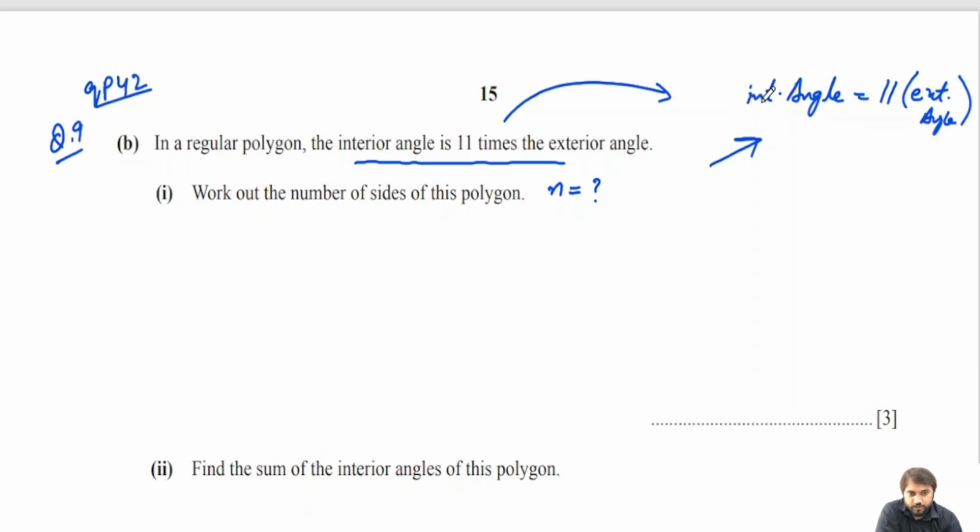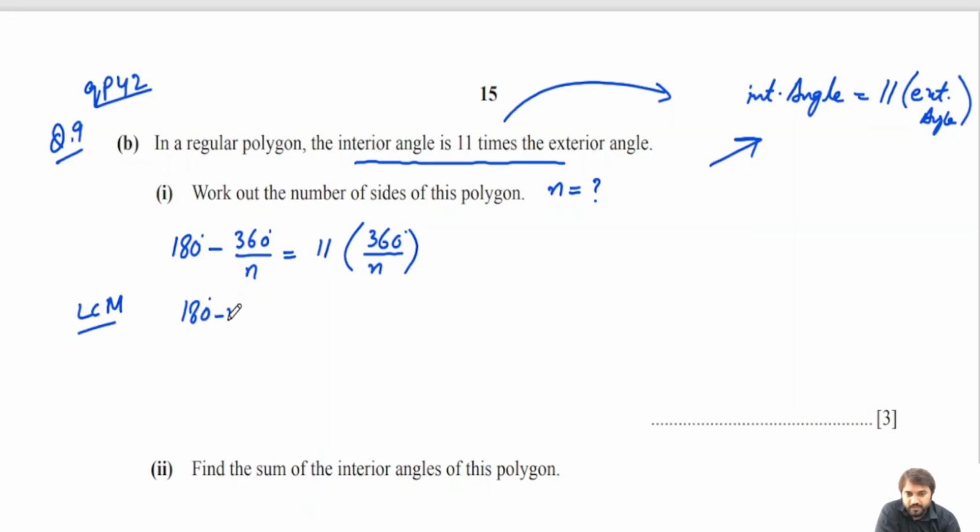First of all, I'm going to put one interior angle. Basically, one interior angle has the formula 180 degree minus 360 degree over n. This is the one interior angle formula, equal to 11 times the one exterior angle. Exterior angle also has the formula 360 degree divided by n. Now we are going to take the LCM here, so we could cancel this n.